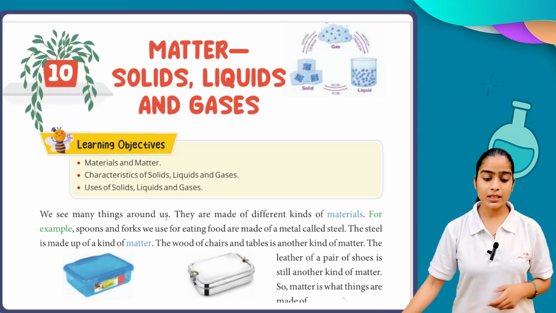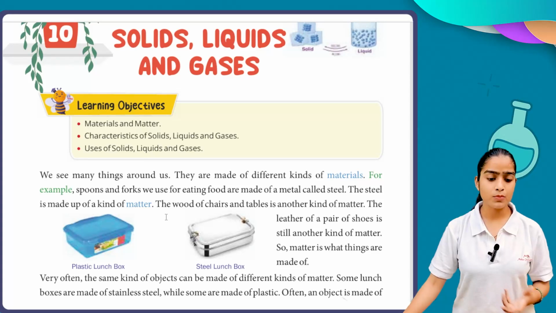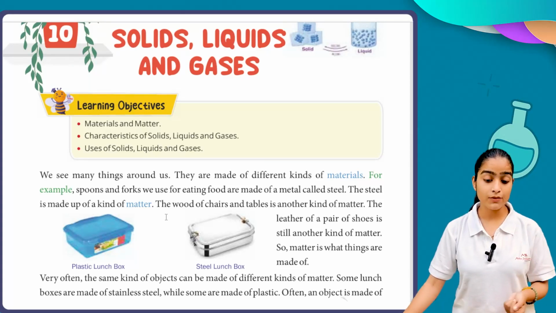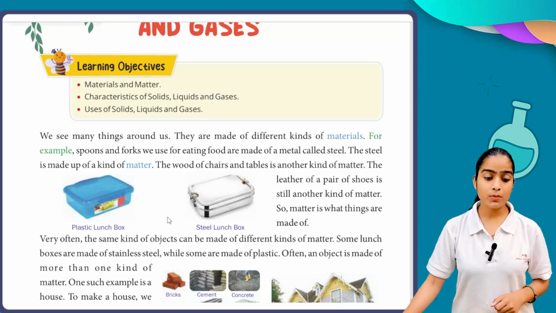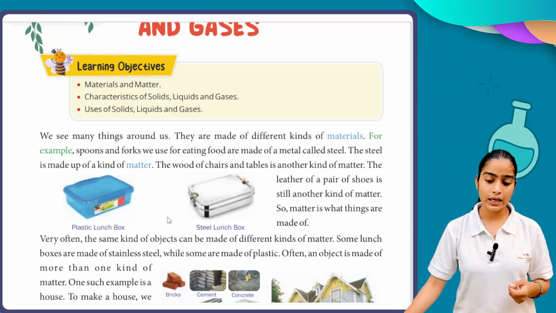So we see many things around us. They are made up of different kinds of material. For example, spoons and forks we use for eating food are made of a metal called steel. The steel is made up of a kind of matter. The wood of chairs and tables is another kind of matter. The leather of a pair of shoes is still another kind of matter. So matter is what things are made up of.